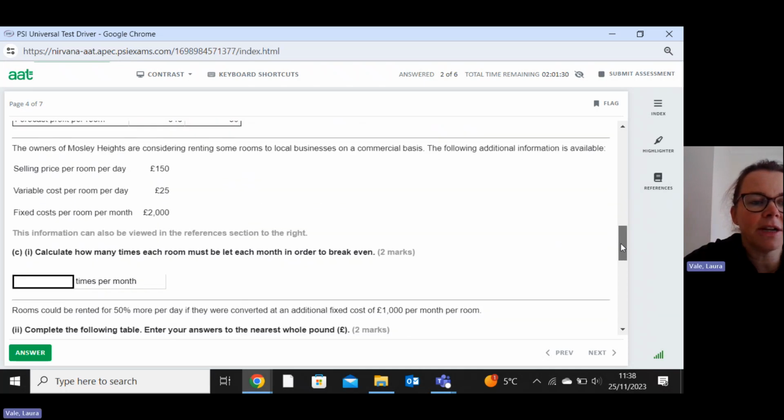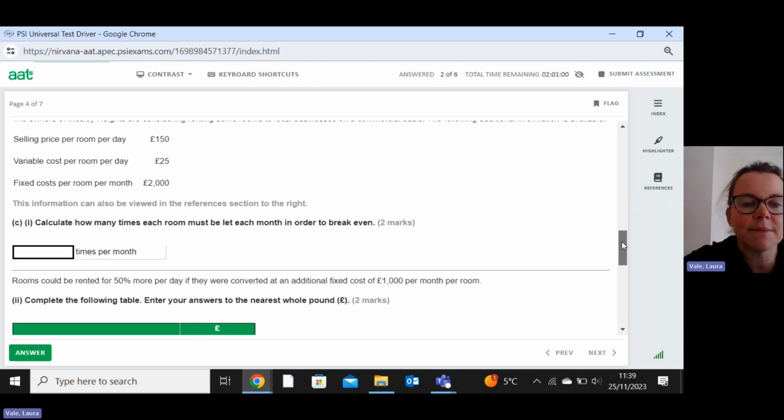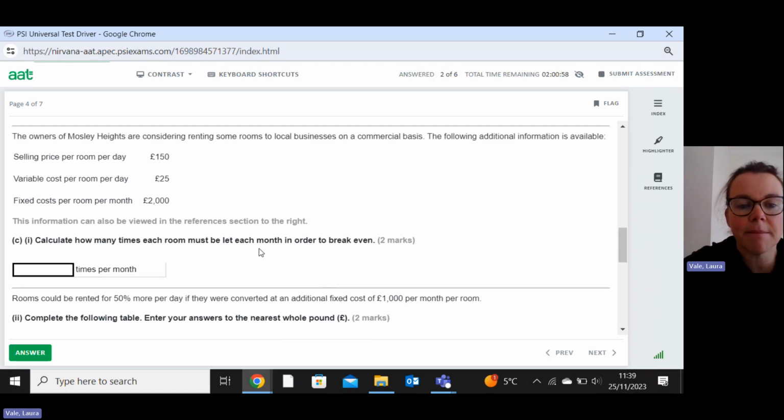Right, good. The owners of Mossley Heights are considering renting some rooms to local businesses on a commercial basis. The following additional information is available. We've got the selling price per room per day, the variable cost per room per day, and the fixed costs per room per month. If you want to, you could view this in the reference section, but I'm just going to leave it like this. Calculate how many times each room must be let per month to break even.